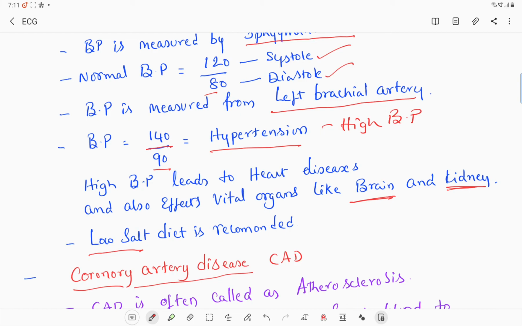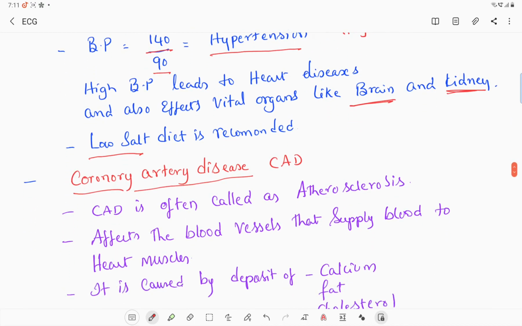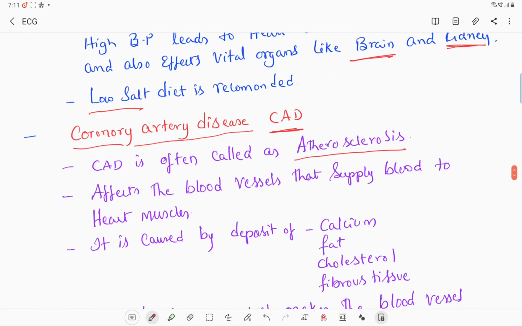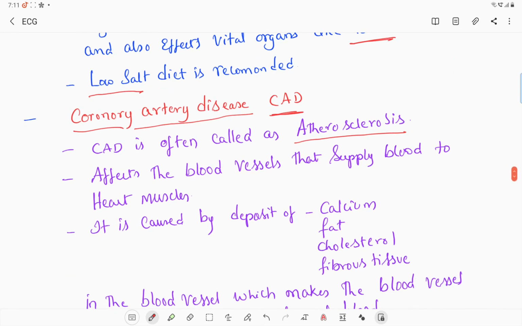So next, let us go for the next one, coronary artery disease, normally called CAD. CAD is often called atherosclerosis. What is the meaning of that? What is CAD? CAD means it affects the blood vessels that supply blood to the heart muscles. CAD is due to accumulation of fat or plaque in the coronary blood vessels.